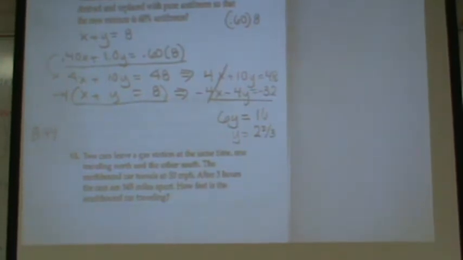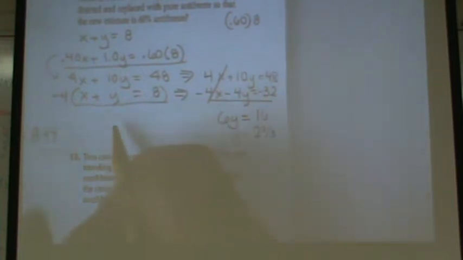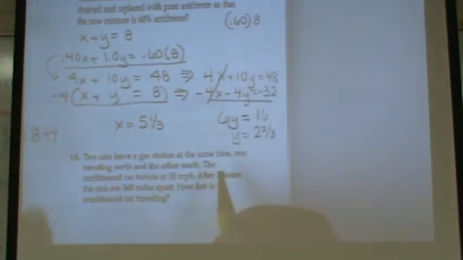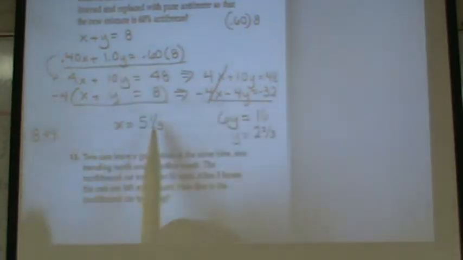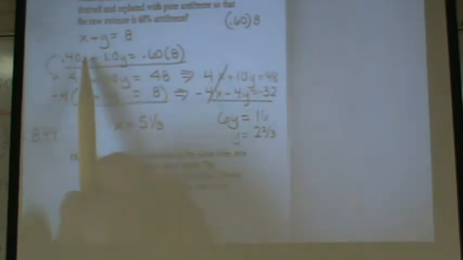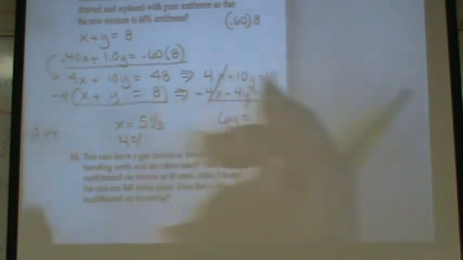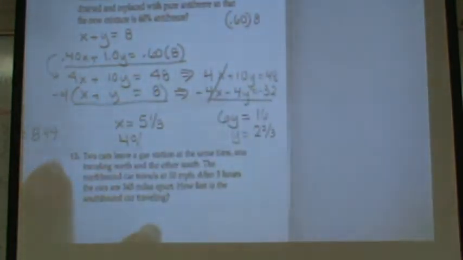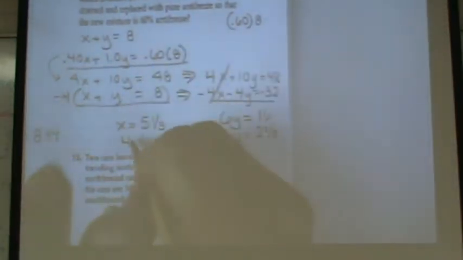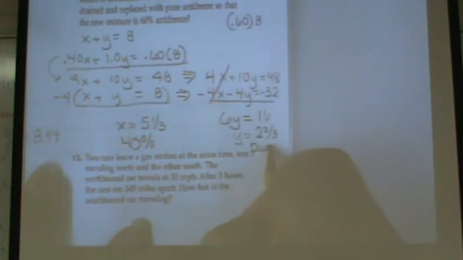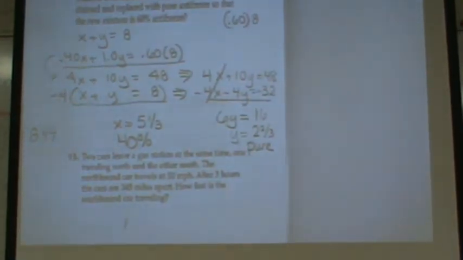And you get 5 1/3. So x is 5 1/3. So your final answer would be 2 2/3 quarts of the pure and 5 1/3 quarts of the 40% solution. This is 40. And this is the pure. Make sure you label your answers.